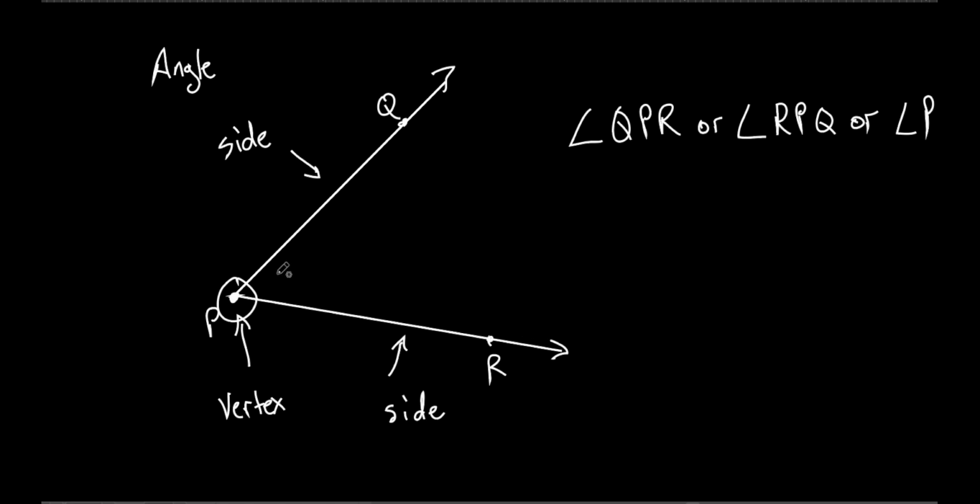Here's another way you could name an angle. You could put a number in here, like a 1. Everybody see that? If I had a 1 right there, I could also call it angle 1. You'll see that every once in a while. You'll see some numbers in there. So there's a bunch of different ways we could call this.